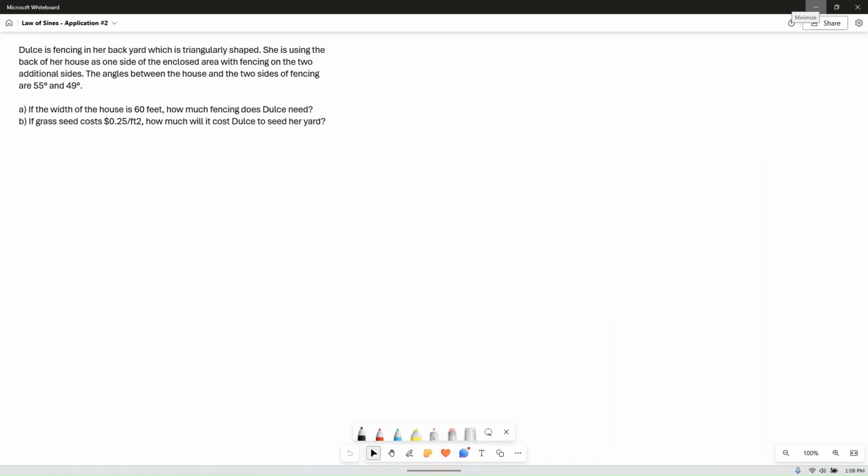So again, as always, let's draw a picture. You can draw this triangle shaped however you want for the most part. I'm going to do it in typical fashion, the way I've been drawing all these before. We're going to draw a horizontal line, and this represents her house. And I know that the length of the house is 60 feet. Then we're told that the angle between the house and each side is 55 and 49 degrees. So both of those are acute angles.